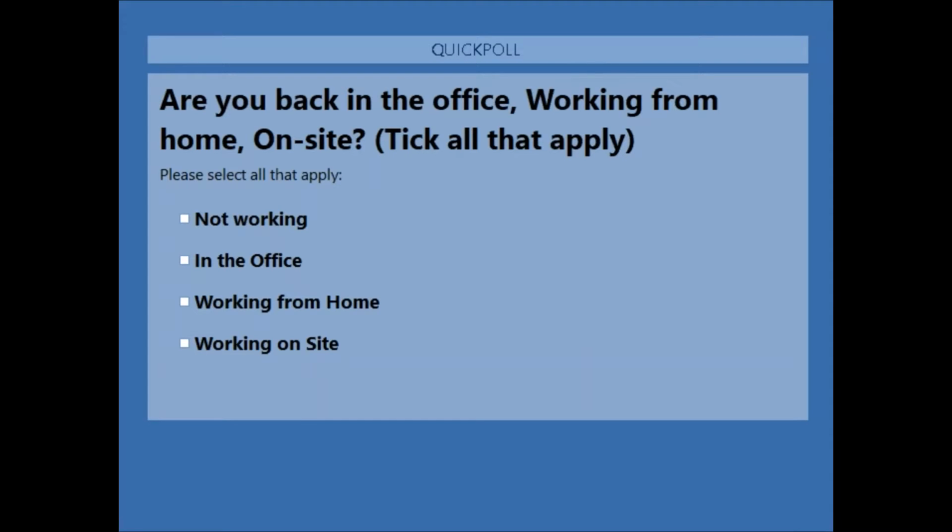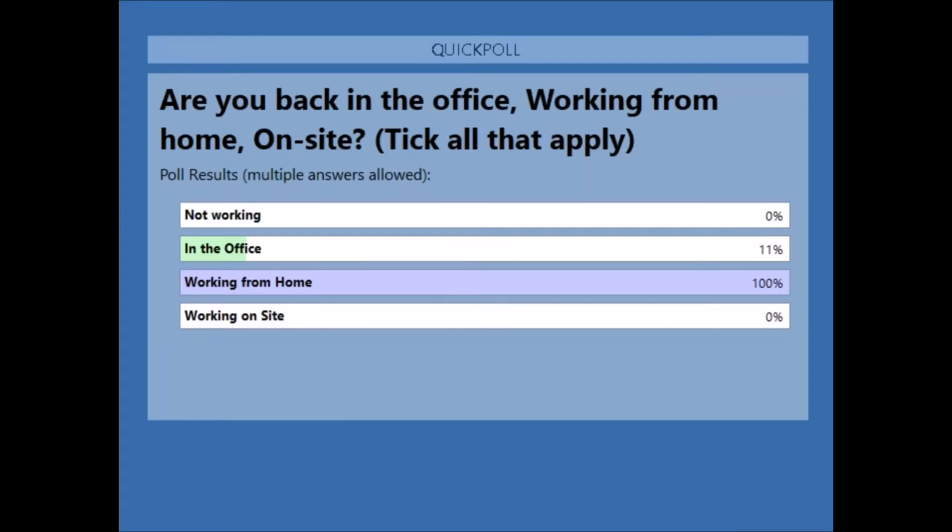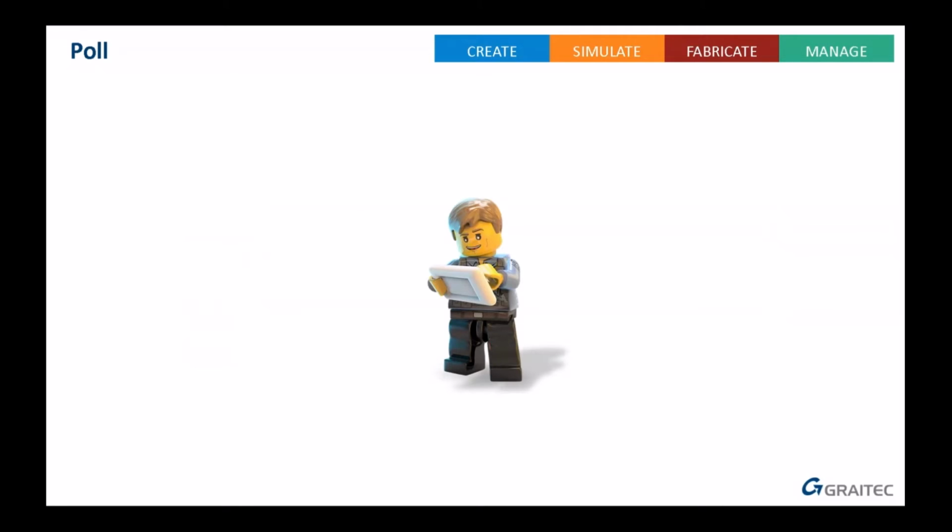Okay, that's an interesting result. Most of you have answered. Let me close that and share that with you. So everybody's working from home, but some of you are a little bit in the office, which is really interesting. And from what I've been talking to people, this new norm, in inverted commas, looks like that's what it's going to be. A lot of people doing a bit of working from home and a bit of the office, which I quite like. I like the idea of that.